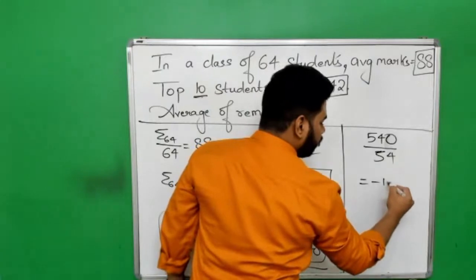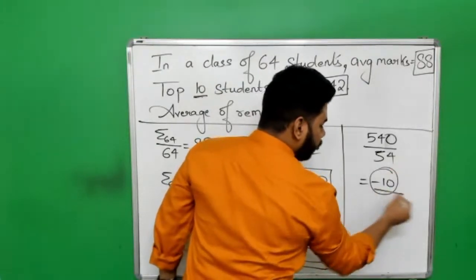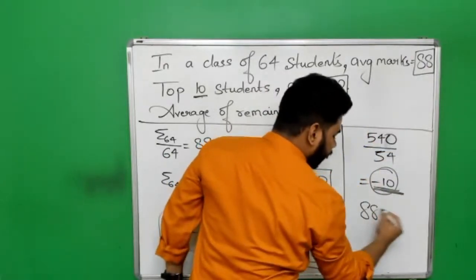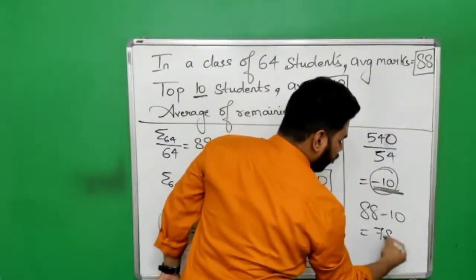540 by 54 is nothing but 10 marks. So I am losing 10 marks on average. So the average was 88. On this 88, I'm losing 10 marks. So the new average is 78.